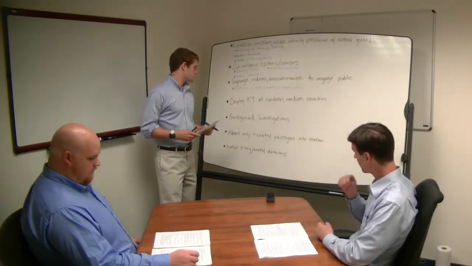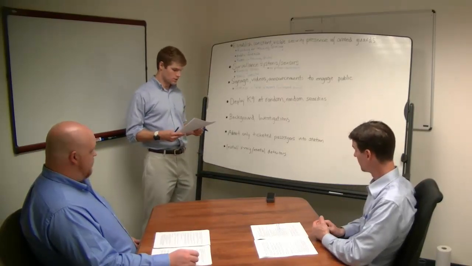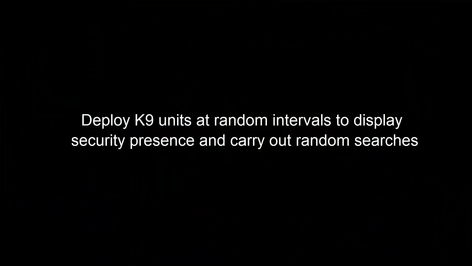So another one of the options we talked about was deploying canine units at random intervals to create a visual display of security and also randomly searching passengers or other people in the station. So what other negatives can you think of for this one?